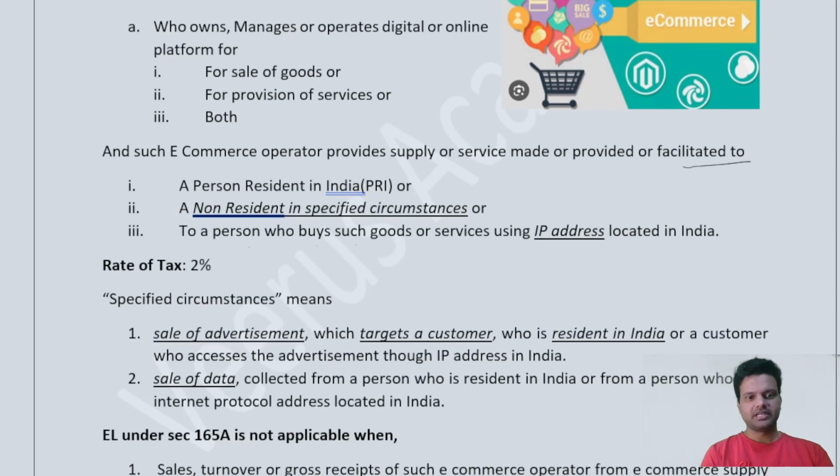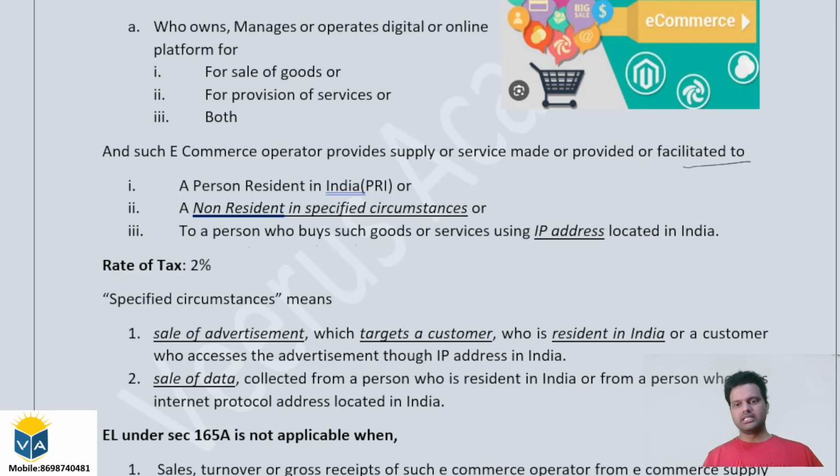Section 165A. Section 165A of Finance Act 2020. This particular section was introduced in Finance Act 2020. So after implementation of equalization levy, central government has actually explored the options where taxes can be levied. There is an opportunity for the taxes.